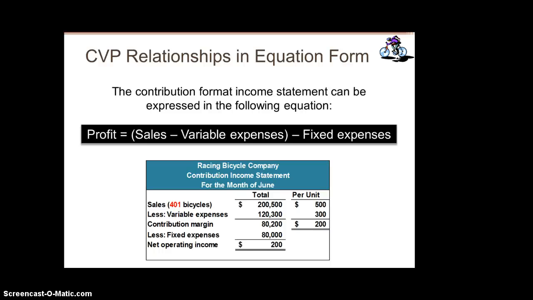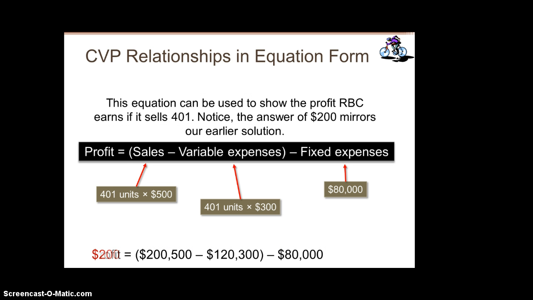Okay, this contribution format income statement can be expressed in other ways. I know some students like to work with equations. Therefore I'll demonstrate here that cost volume profit is built on this equation. Profit equals sales minus variable cost minus fixed cost. The equation can be used to show the profit of RBC, Racing Bicycle Company, if they sell 401 bikes. Notice the answer of $200 is the same as we found when we drew up the contribution margin income statement.